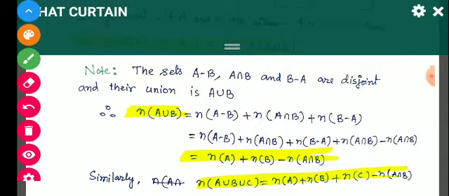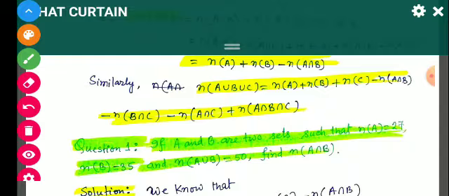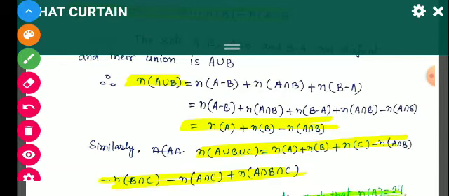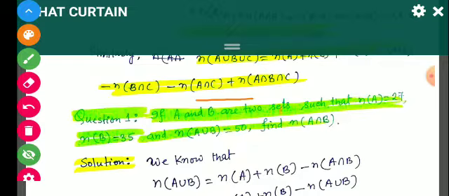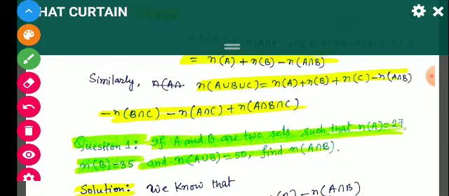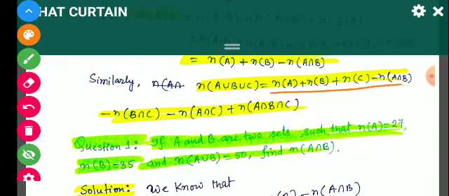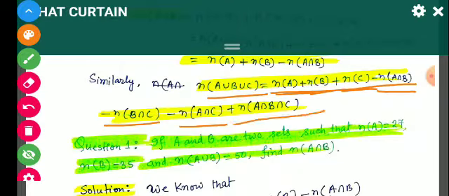Okay, next we will see the formula. Sorry, the formula for this will be n of A plus n of B plus n of C minus n of A intersection B, n of B intersection C, n of A intersection C, plus n of A intersection B intersection C.